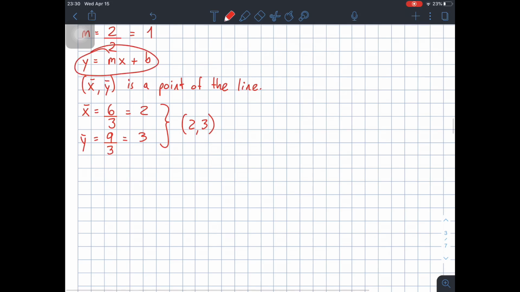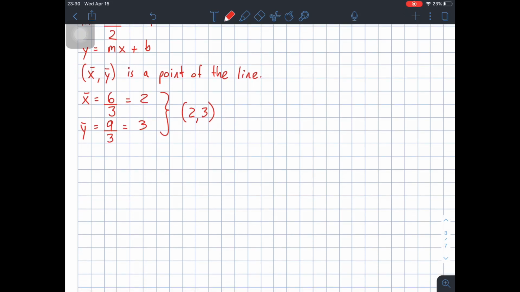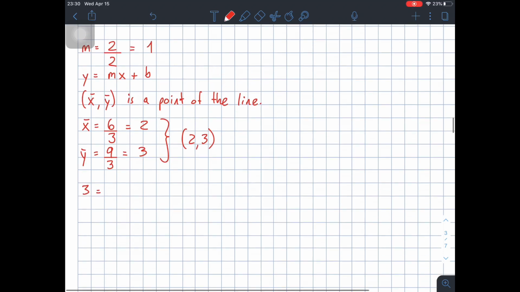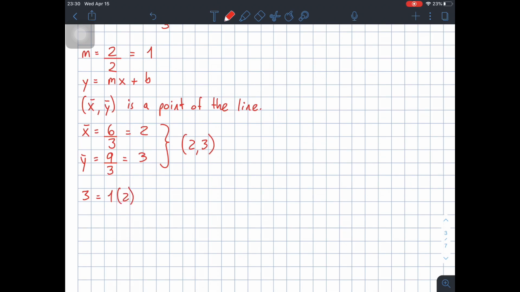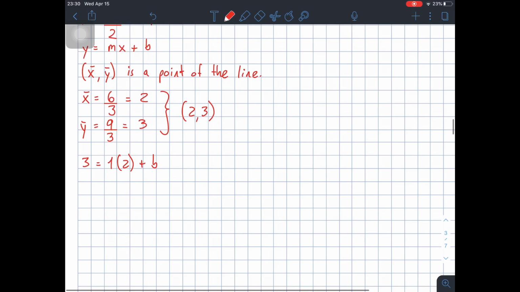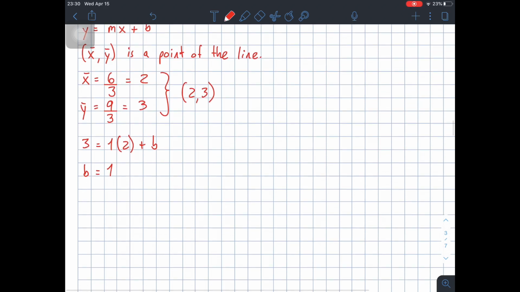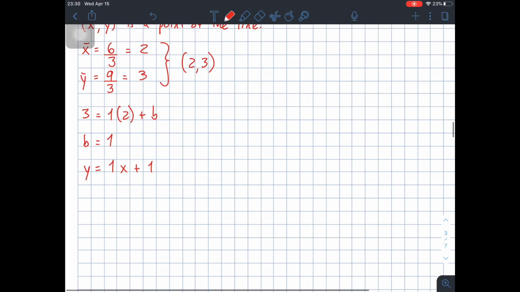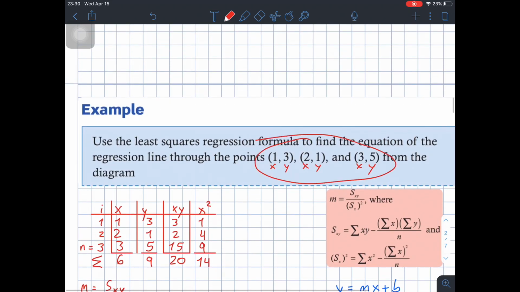So finally, we can calculate the exact equation of our line, which would be, if I replace this point, 3 equals m, the slope is 1, times x, which is 2, plus b. So then by solving for b, we get that b equals 3 minus 2 equals 1. So finally, the equation of the line is y equals 1x plus 1, which is the same as saying y equals x plus 1. So this is the exact equation of the regression line. With this equation, we can make predictions about this data over here.